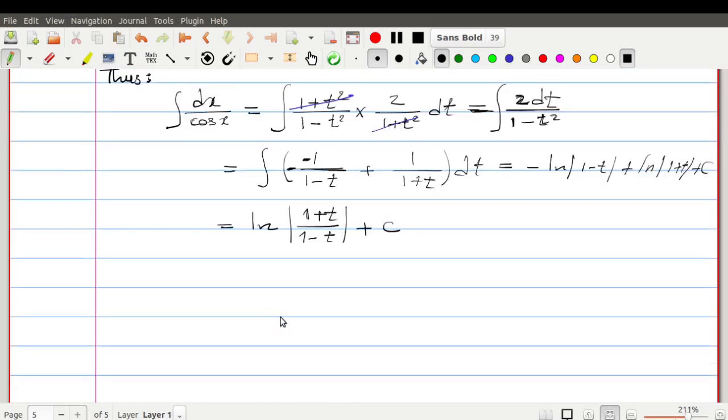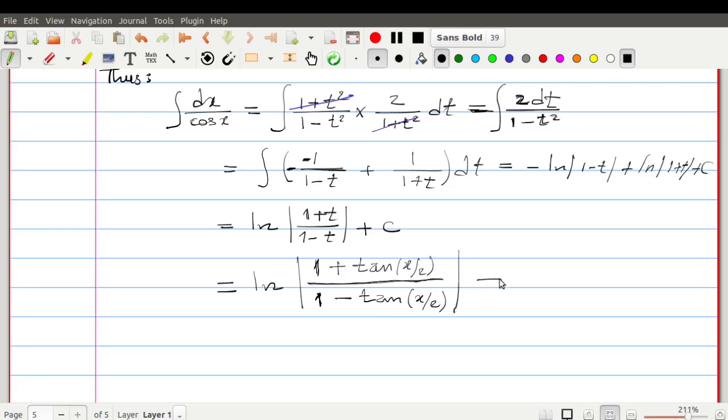T is tan of the half angle. So finally we have ln of the absolute value of 1 plus tan x by 2 by 1 minus tan x by 2, plus a constant.